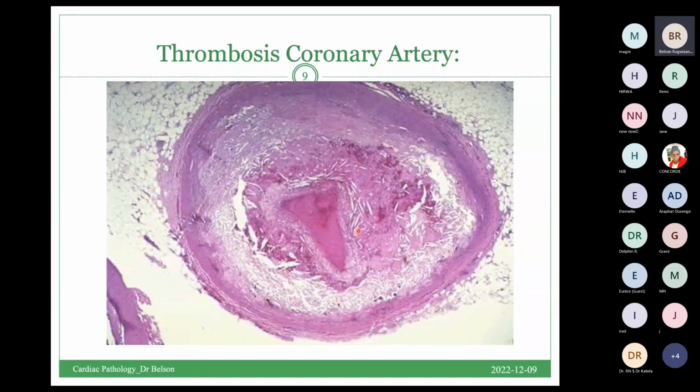For me, as I'm experienced in pathology, I can see even cholesterol clefts. Needles. Actually, we call them cholesterol clefts or cholesterol needles.